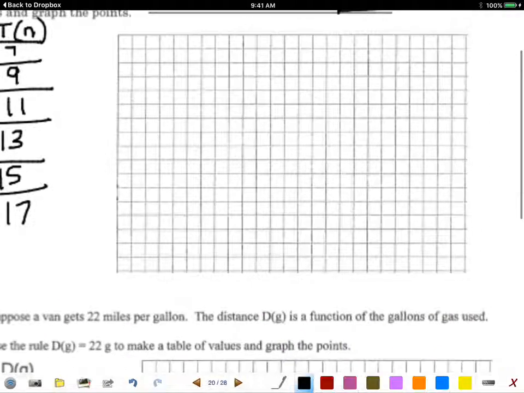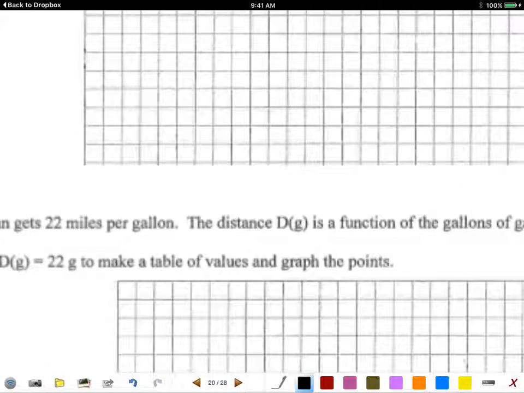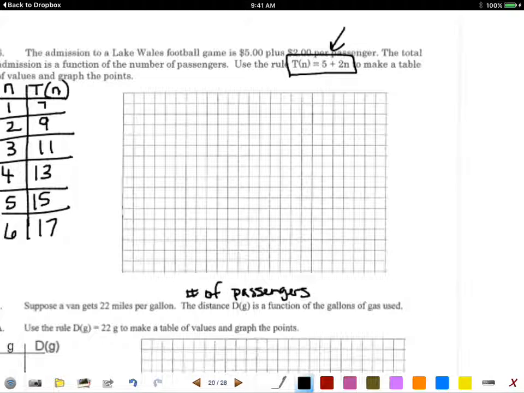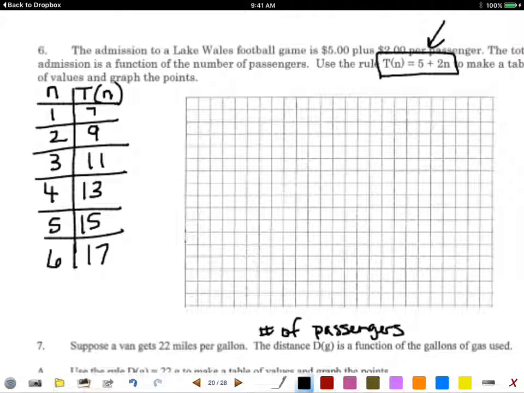Now, we're going to graph this. So let's go down here to the bottom, and we're going to put at the bottom number of passengers. And then on the y-axis, we're going to put total for total cost.